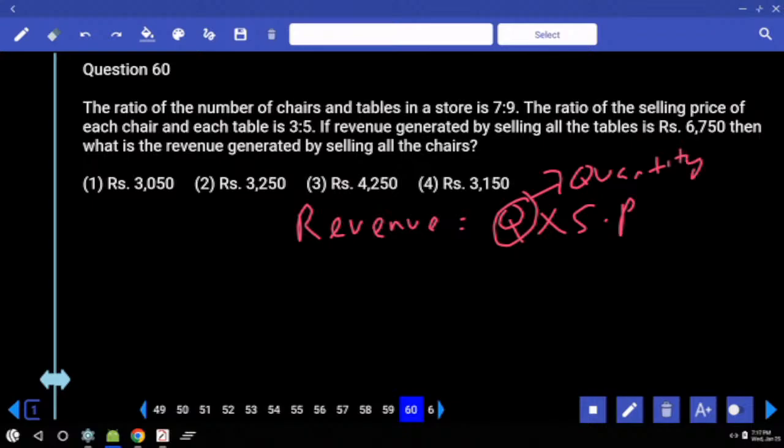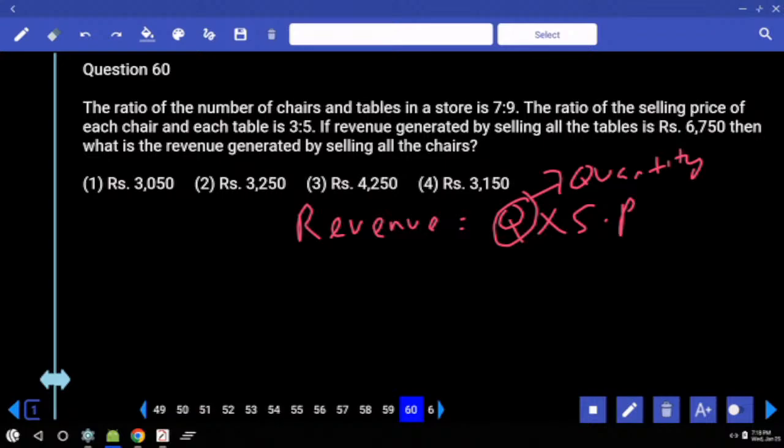Suppose whenever we do a business, there are two aspects. One is profit, another is revenue. Revenue is what? Whatever quantity you have with you and whatever price you are offering them, if you multiply those two, that will be your revenue. Yes or no? Revenue means how much income you are getting, how much you are getting.